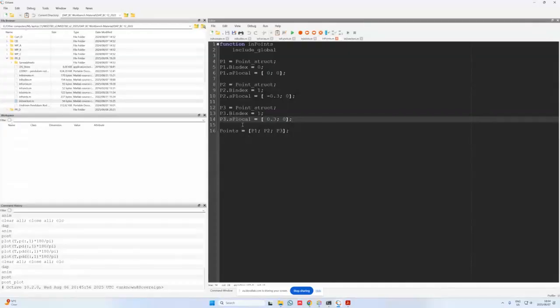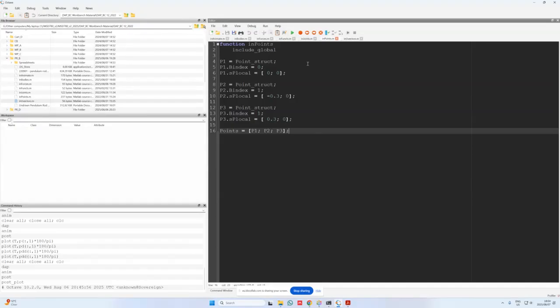And as I did with in bodies, I go to in point and essentially create a list at the end to group all of the points together that I specified. And that is why I now say P1, semicolon, P2, semicolon, P3, and so forth.